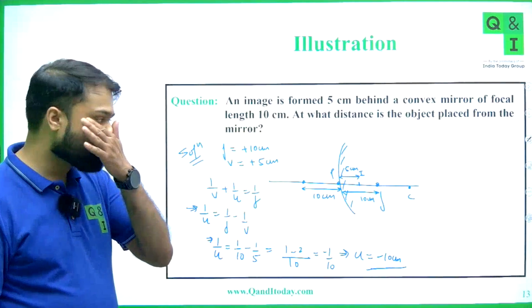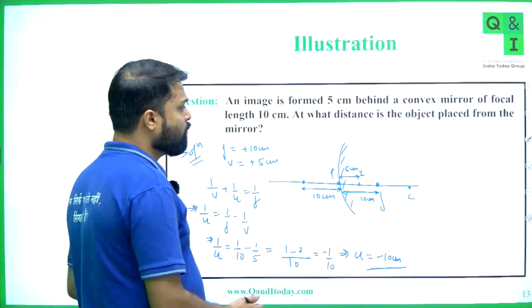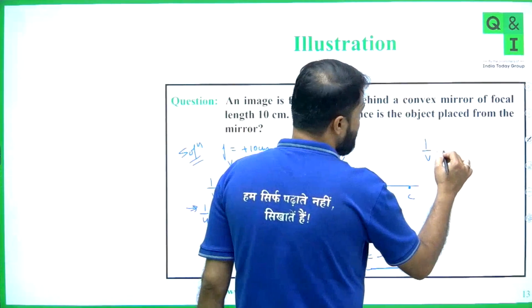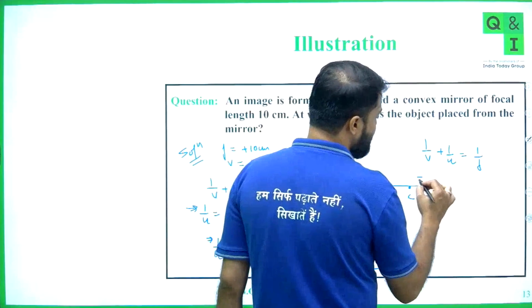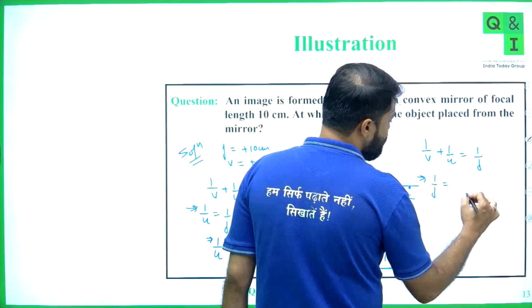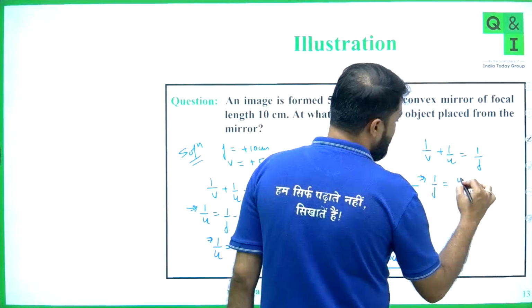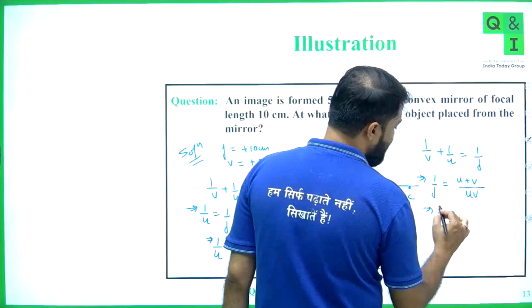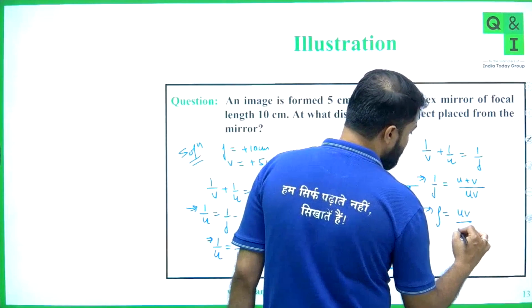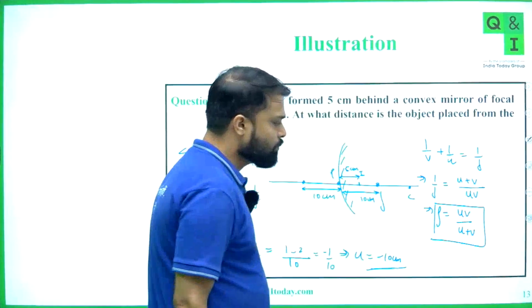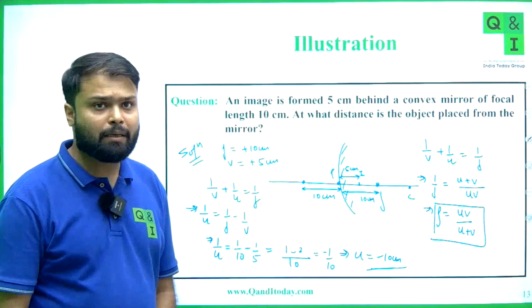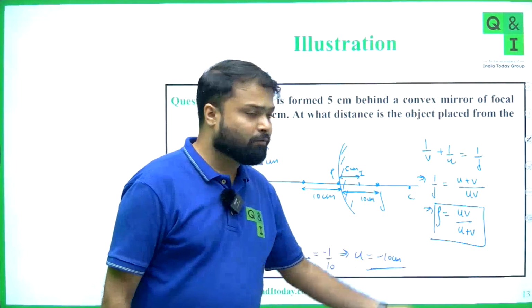Okay, is this clear? Now we know the formula that 1 by v plus 1 by u is equal to 1 by f. Now if we take LCM here, can we say that 1 by f is equal to u plus v upon u into v? So can we say f is equal to uv upon u plus v? We can also directly remember this formula. This is not necessary, but it will make your calculation fast.